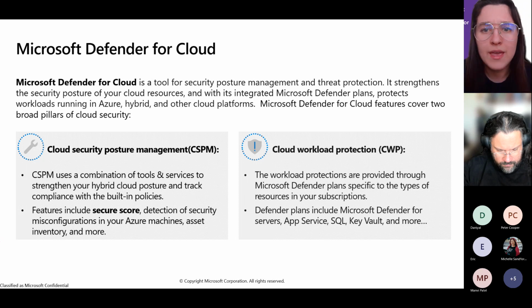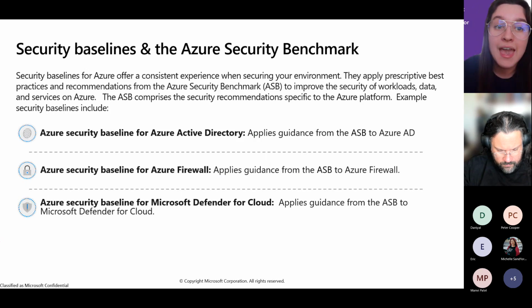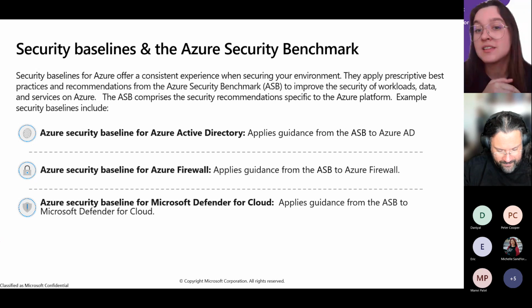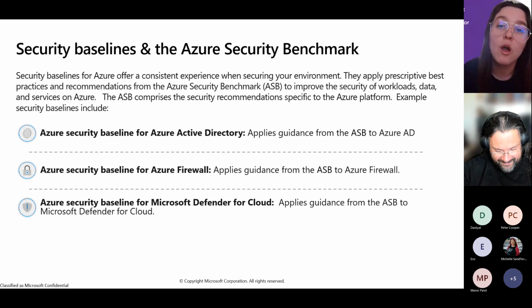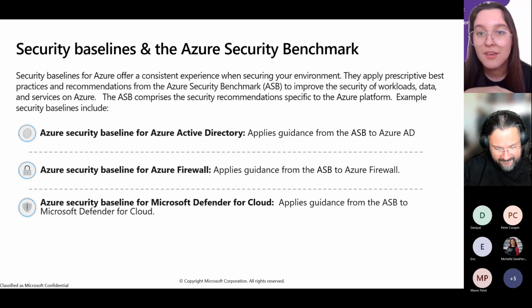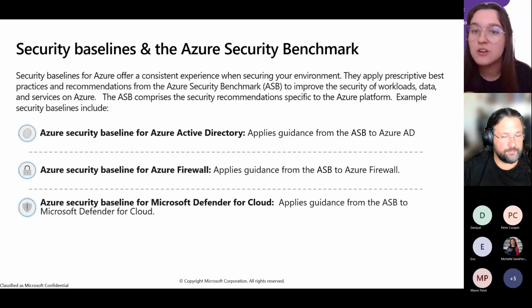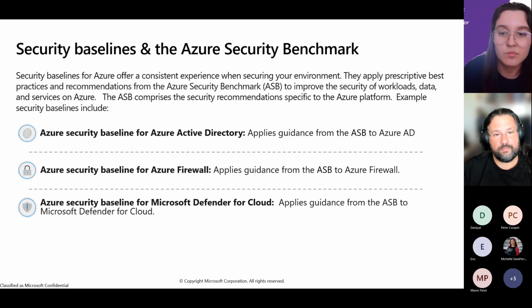So moving on, we have your security baseline, so the Azure security benchmark. A benchmark contains security recommendations for specific technologies, such as Azure. The Azure security benchmark, so ASB, provides prescriptive best practices and recommendations to help improve the security of your workloads, data, and services on Azure. So the Azure security baseline applies the best practices and recommendations from the Azure security benchmark. So here on the slide are 3 examples from the Azure security baseline.